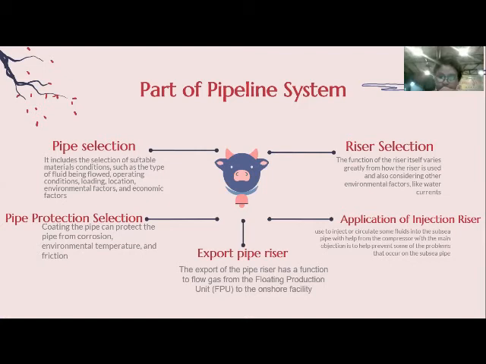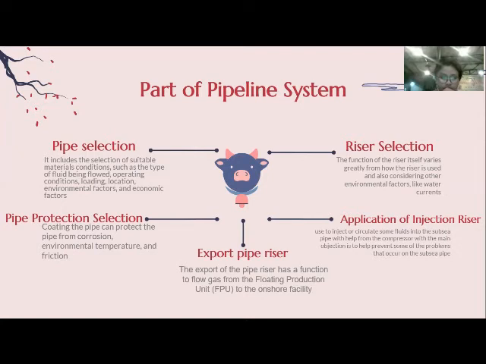And then riser selection, the function of the riser itself varies greatly from how the riser is used and also considering other environmental factors like water current, and application pipe protection selection. Coating the pipe can protect the pipe from corrosion, environmental temperature, and friction. And then application of injection riser is used to inject or circulate some fluid into the subsea pipe with help from the compressor, with the main objective to help prevent some of the problems that occur on the subsea pipe.